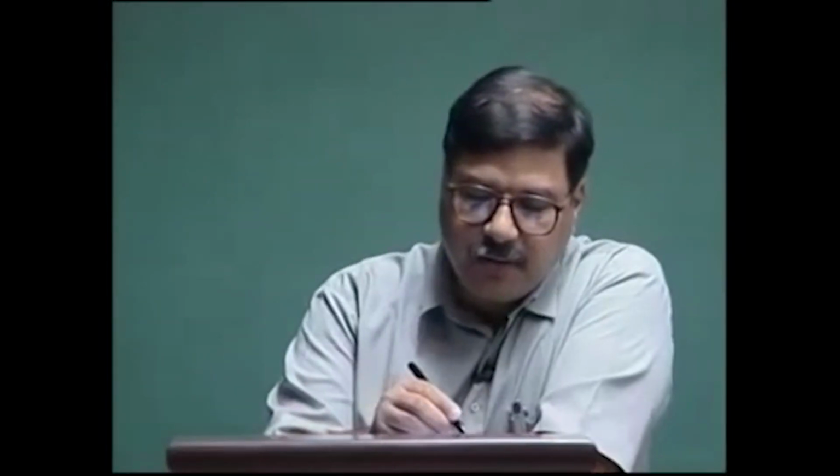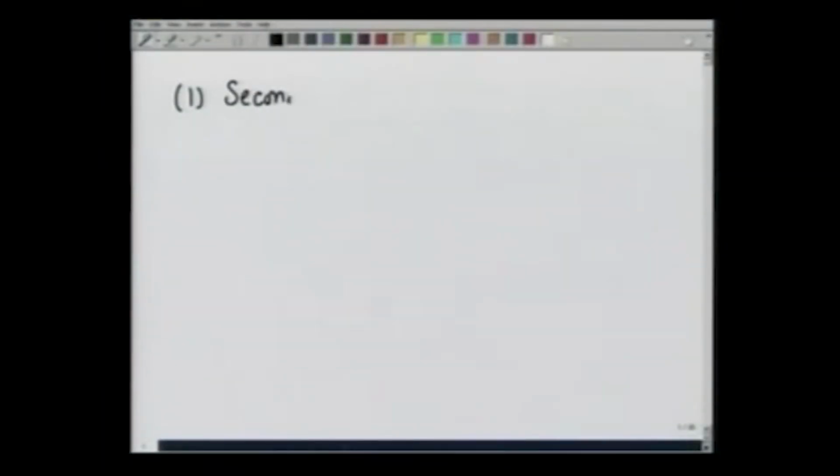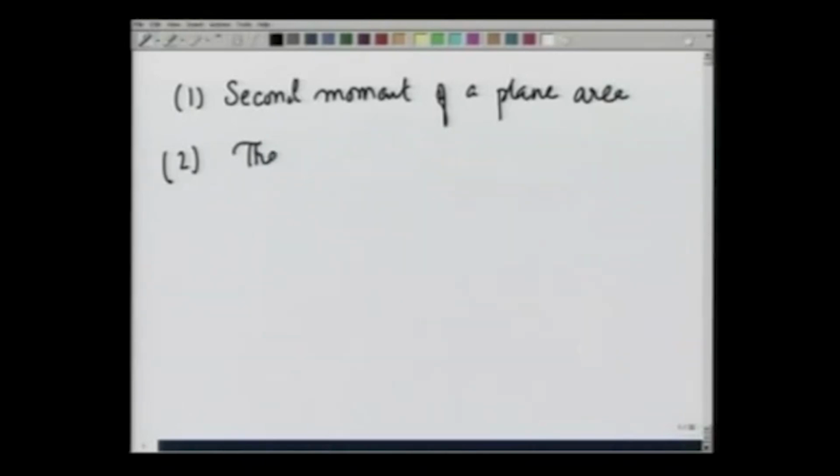So the quantities I will be talking about would be: one, second moment of a plane area; two, transfer theorems. By transfer theorems, we mean how, if we know the second moment of a plane area in one particular set of axes, how do we transfer them to another set of axes.